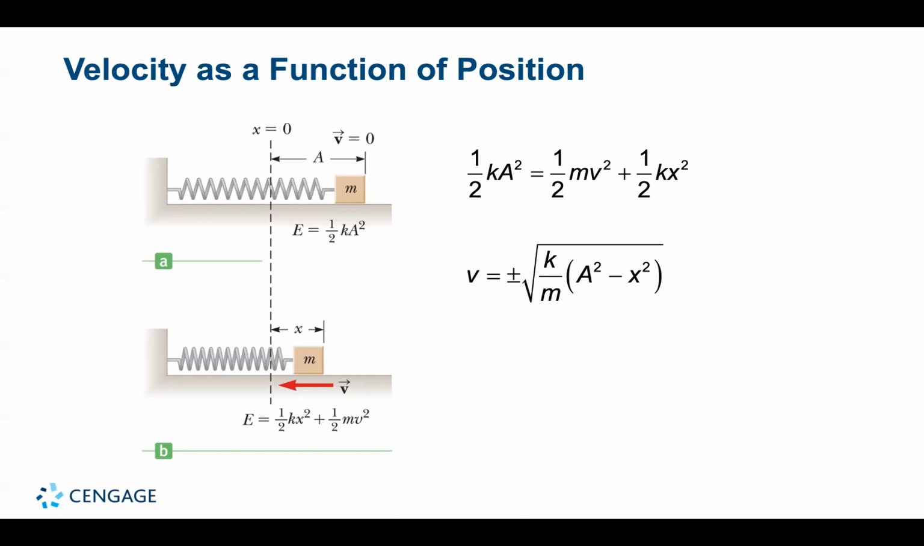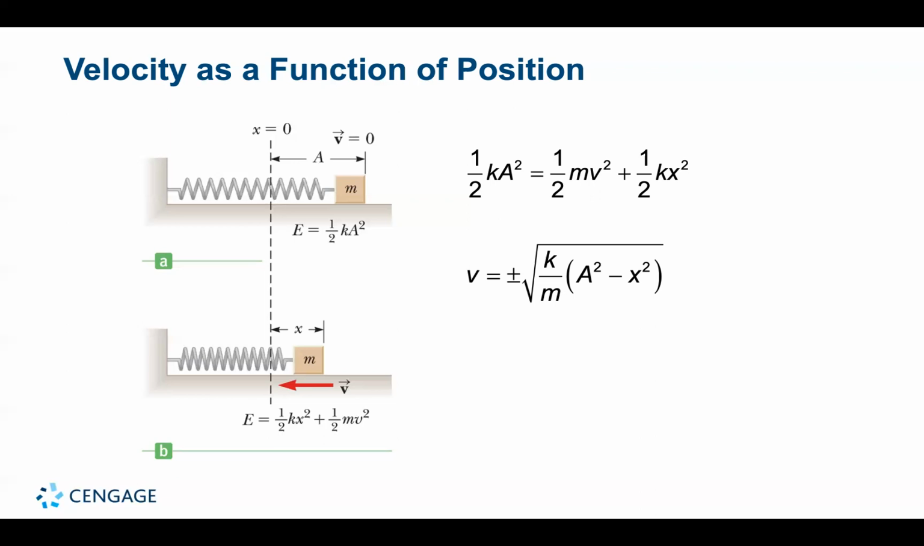We can then apply conservation of energy to derive an expression for the velocity of the object undergoing periodic motion as a function of position. Let's look at the object in the figure. As you can see in the top figure, it is initially at its maximum extension A and is then released from rest. The initial energy of the system is entirely elastic potential energy stored in the spring, 1/2 kA squared.